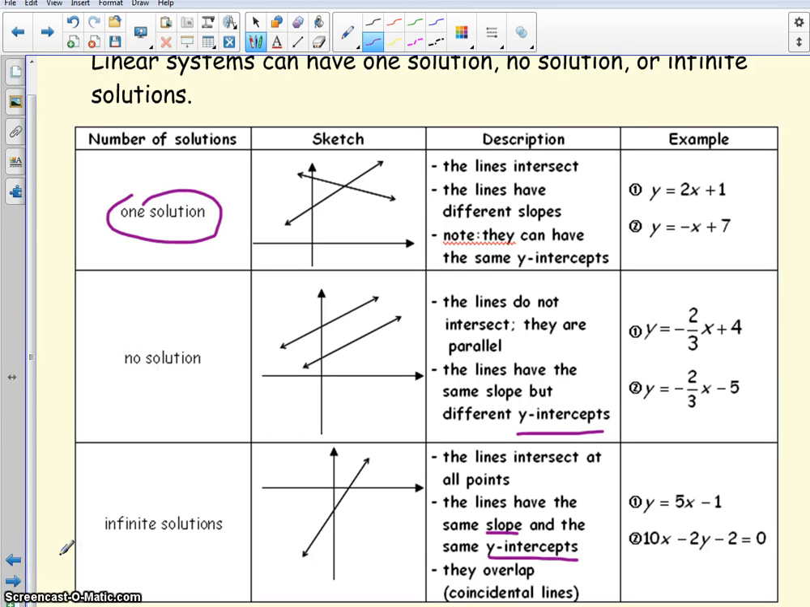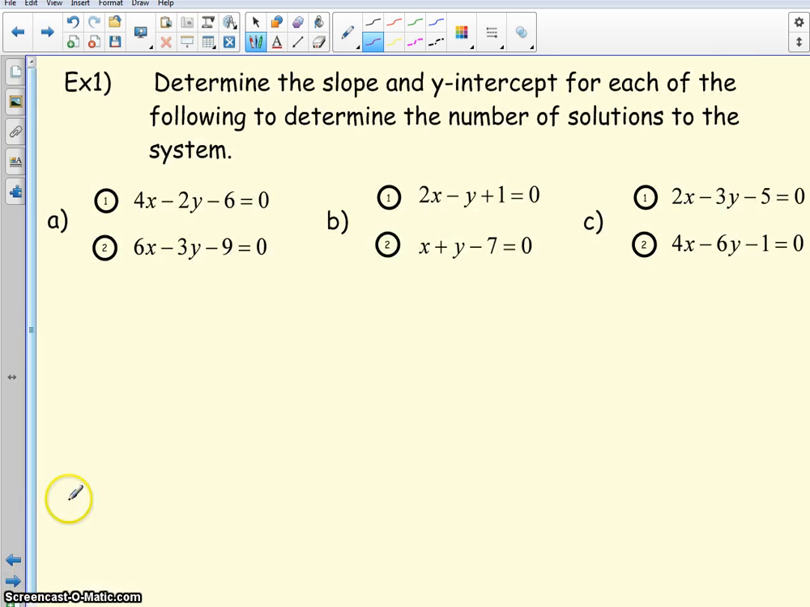Okay, so last thing I'm going to have you do. Here are three different systems right here, and for each one, I don't want you to actually solve them. I just want you to put each one into slope-intercept form, and using that information, tell me how many solutions there are, whether there's one solution, zero solutions, or infinitely many solutions to each of these systems.